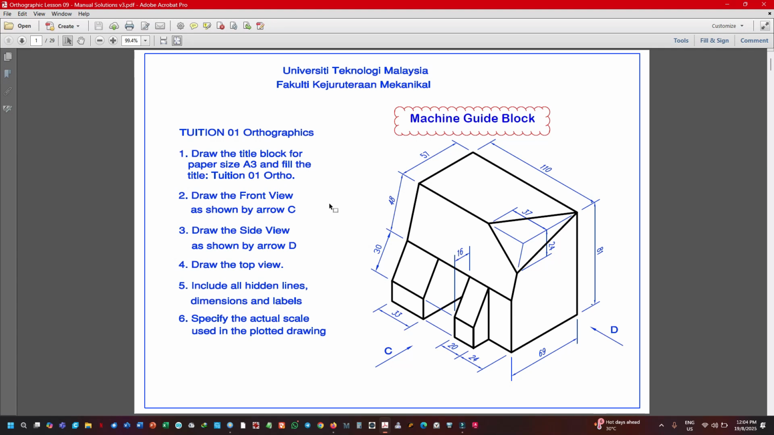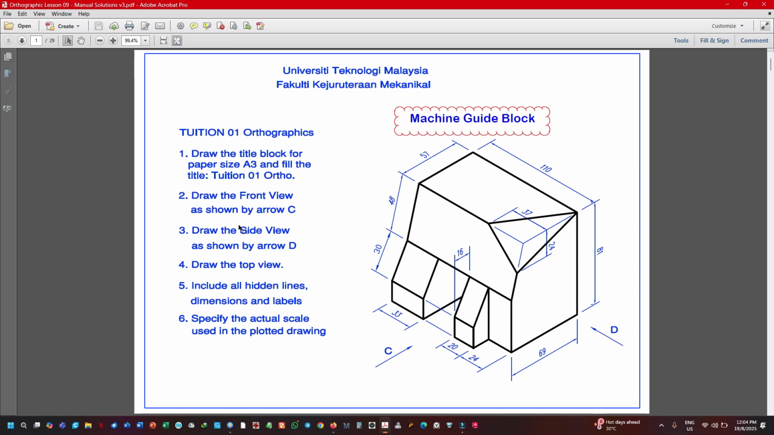And then draw the front view shown by arrow C. This is the front view. Then draw the side view. This is the side view seen from the right. Then draw the top view, which is of course from the top. Then you include all hidden lines, dimensions and labels, and specify the actual scale. Usually at our level now, you should be doing a scale of 1 to 1, or basically called full scale.